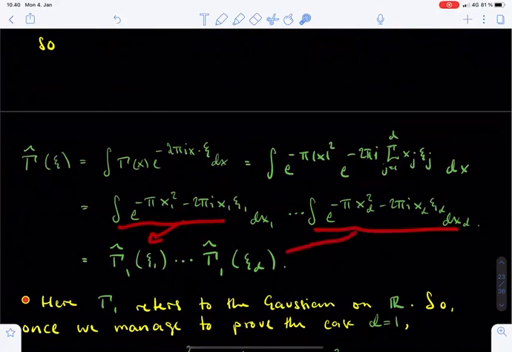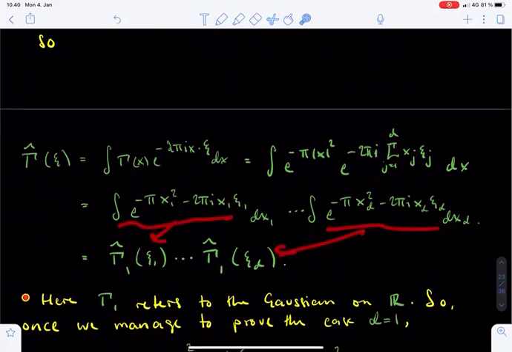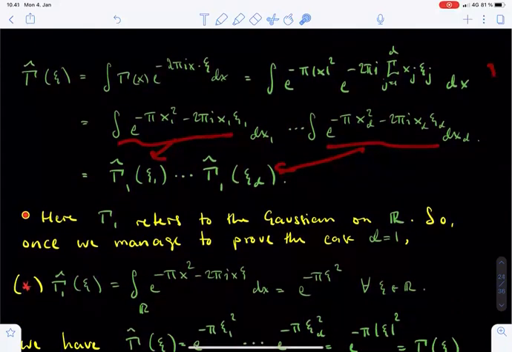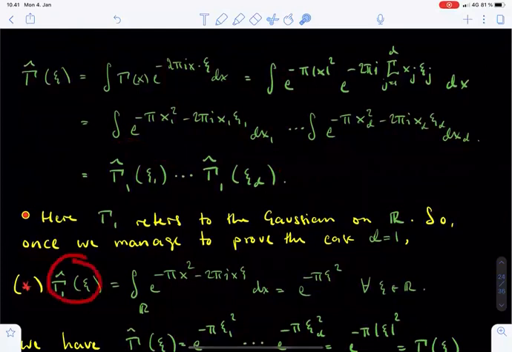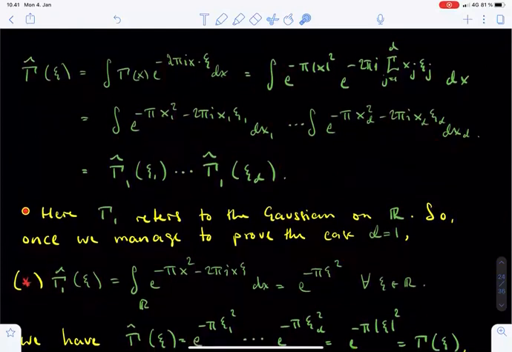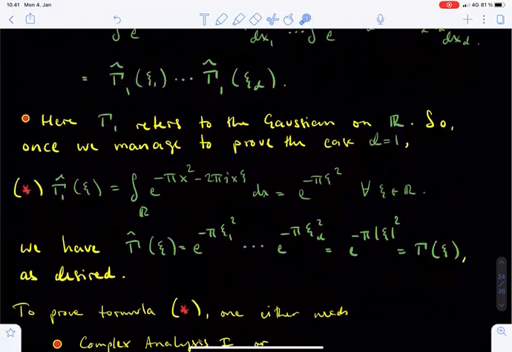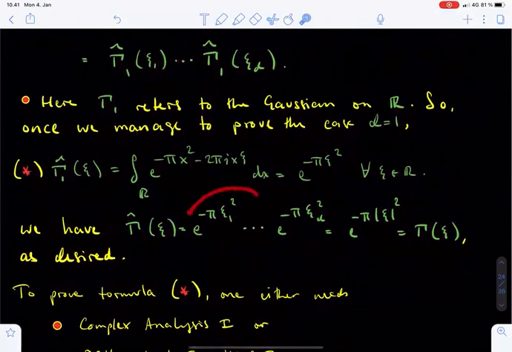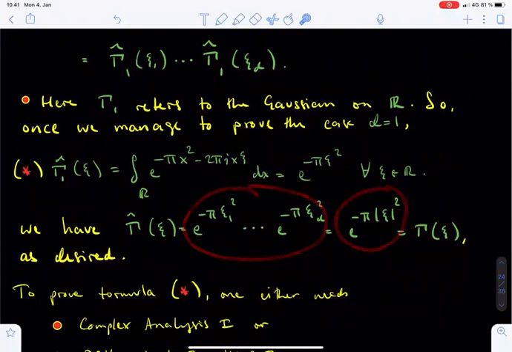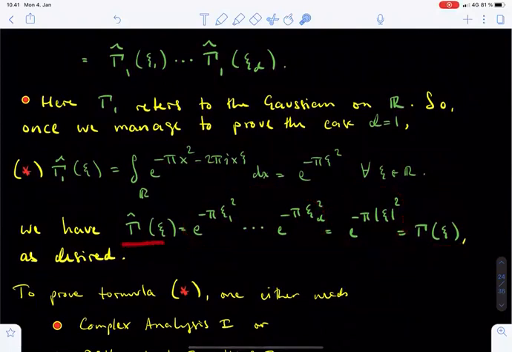Now we observe that each of these one-dimensional integrals equals the Fourier transform of the one-dimensional Gaussian evaluated at xi_j. So once we manage to prove that the Fourier transform of the one-dimensional Gaussian at xi equals e to the power minus pi times xi squared for any real number xi, we will see that the Fourier transform of the d-dimensional Gaussian at xi equals the product of the factors e to the power minus pi xi_j squared. Finally, using once again that the product of exponentials is the exponential of a sum, this product equals the d-dimensional Gaussian evaluated at xi. And this is what the lemma claims.